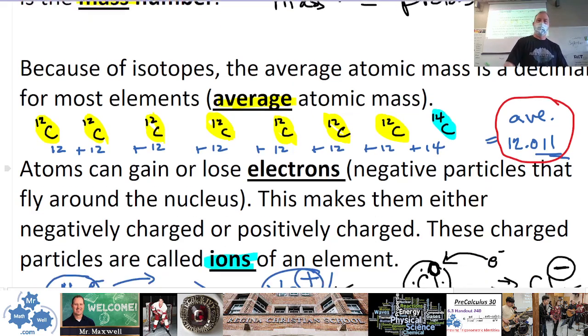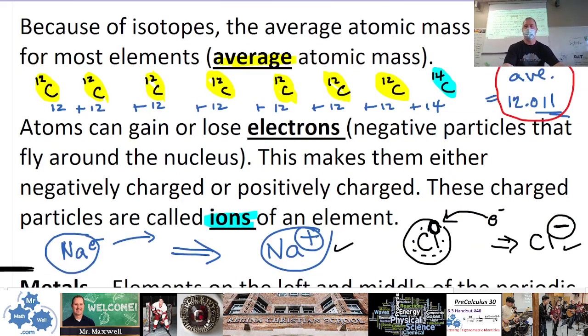Atoms can gain or lose electrons, and the last thing we talked about in yesterday's lesson was electrons. They are negative particles that fly around the nucleus. You should know that by now. And when atoms gain or lose electrons, this makes the atoms either negatively charged or positively charged.